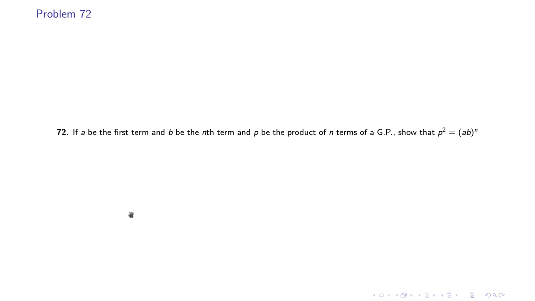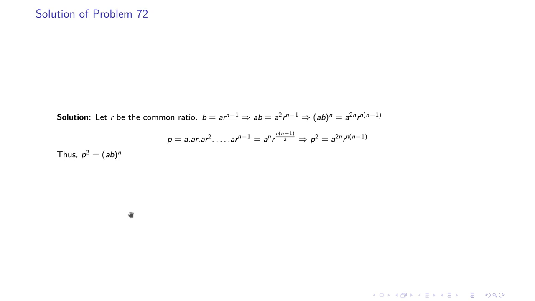Problem number 72 says that if A be the first term and B be the nth term and P be the product of n terms of a GP, show that P square is equal to AB to the power n. So B is nothing but AR to the power n minus 1, where R is the common ratio, and AB would be A square R to the power n minus 1. So we raise the power n to AB, which gives us A to the power 2n, R to the power n into n minus 1.